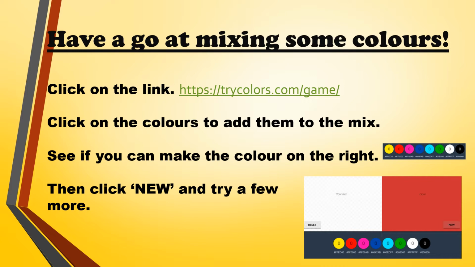First of all, have a look at this link, the first link in your activity. Click on that link and you can have a go at mixing some colours. So we've done mixing colours at school. But this is a website where they give you a colour that you need to try and make. And you click on the different colours to try and make the colour that they have given to you. It can be very tricky.